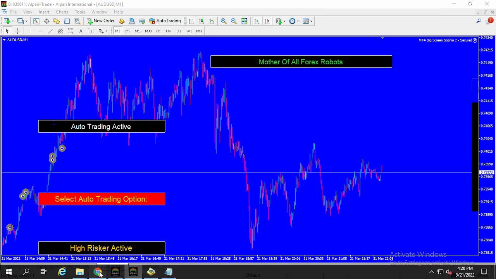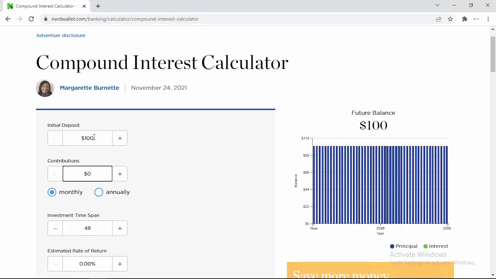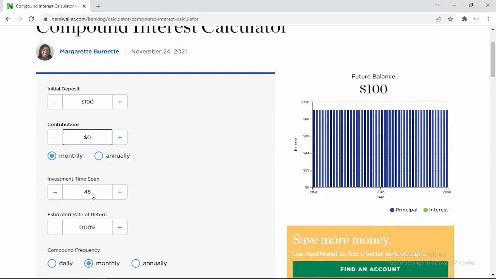Let's go to our web browser. Okay, there's a calculator here. It's a compound interest calculator that helps us calculate how much we can make over the long run. So we currently have Sophia installed, right? Let's say we have an initial deposit of $100, as we currently have on our terminal. Okay, so we have an initial deposit of $100, and we are trading Sophia for the long run. So we are trading Sophia for 4 years.